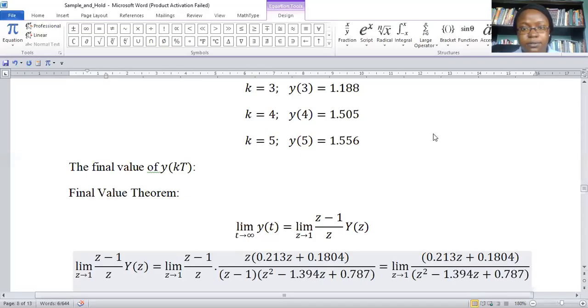Okay, so I'll just continue from where I stopped the last time. Let me share my screen now. Okay, so this was where we stopped the last time, which is to get the final value of y of k.